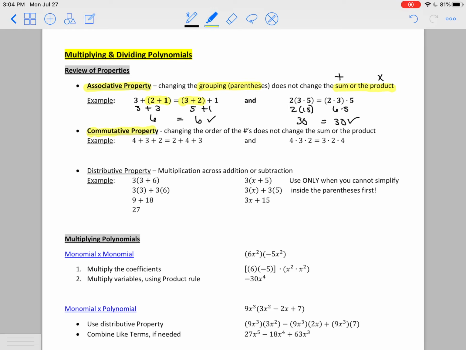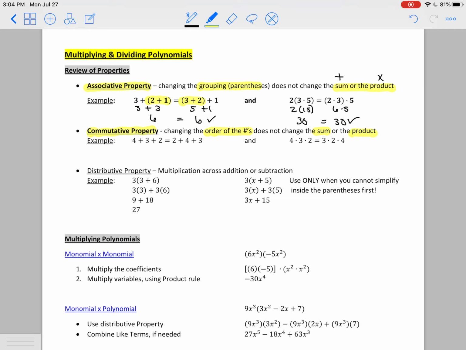All right, so next we're going to talk about commutative property. It's very similar to associative, except this time we're saying that changing the order of the numbers does not change the sum or the product. So once again, we're talking about addition and multiplication. So we're talking about changing the add-ins in a sum and changing the factors in a product. Okay, we're saying that that doesn't change the final answer.